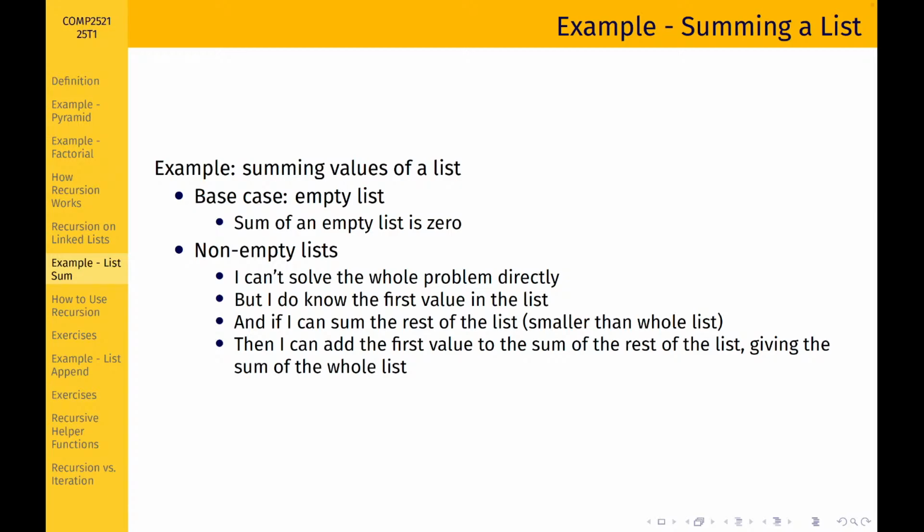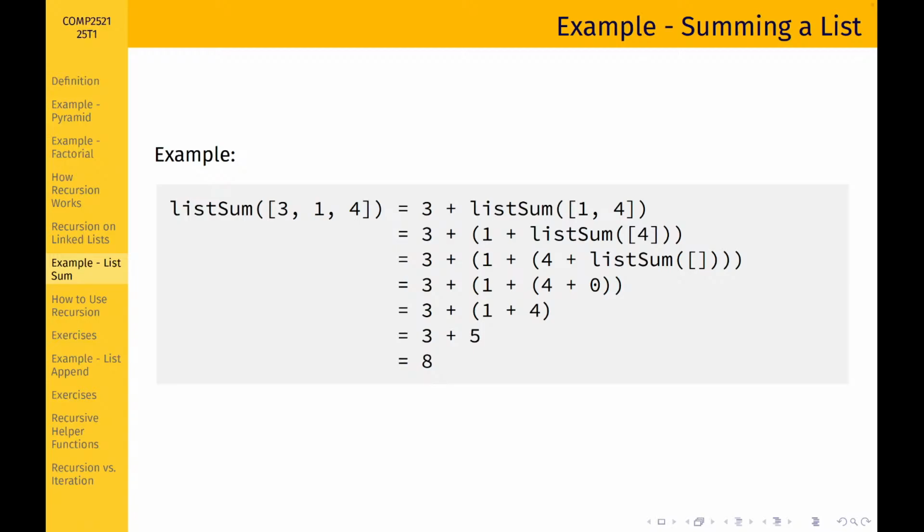Here's a breakdown of how the recursive function would work. To sum this list, 3, 1, 4, first let's sum the rest of the list, 1, 4, and then we'll add that to the first value, which is 3. How do we sum that list containing 1 and 4? Well, we can find the sum of the rest of the list, which is just 4, and then add 1 to it. How do we find the sum of this list? Well, we can find the sum of the rest of the list, which is empty now, and we know that the sum of an empty list is 0. That's our base case. So we can return 0, and then we can do all of our additions: 4 plus 0 is 4, 1 plus 4 is 5, and 3 plus 5 is 8.